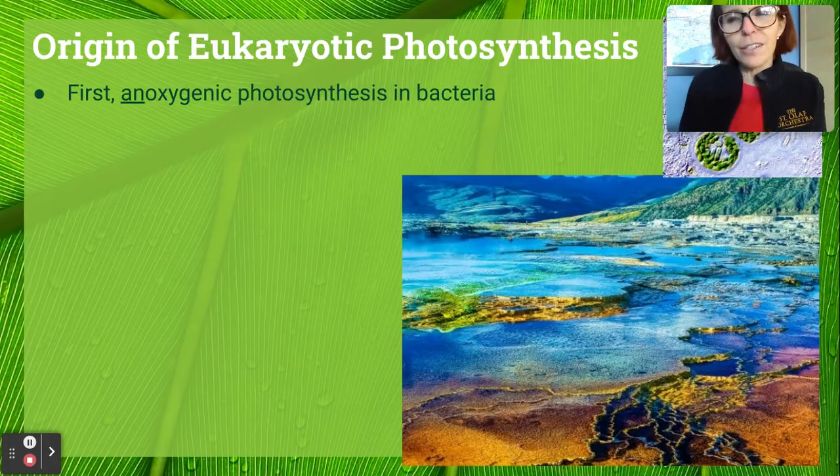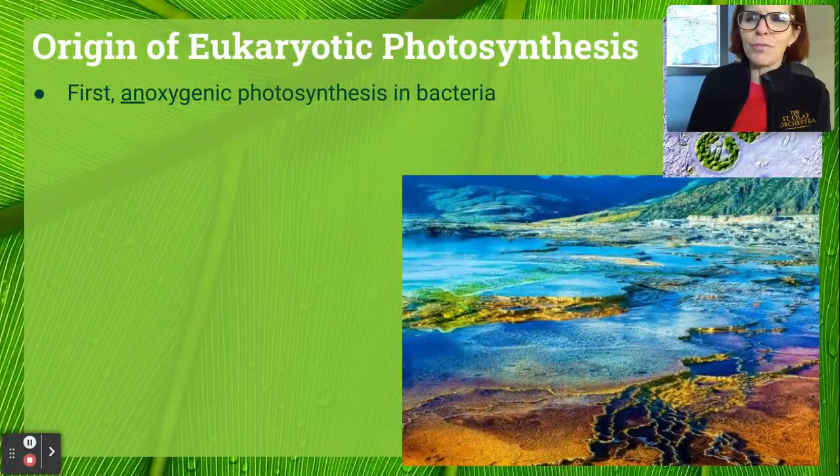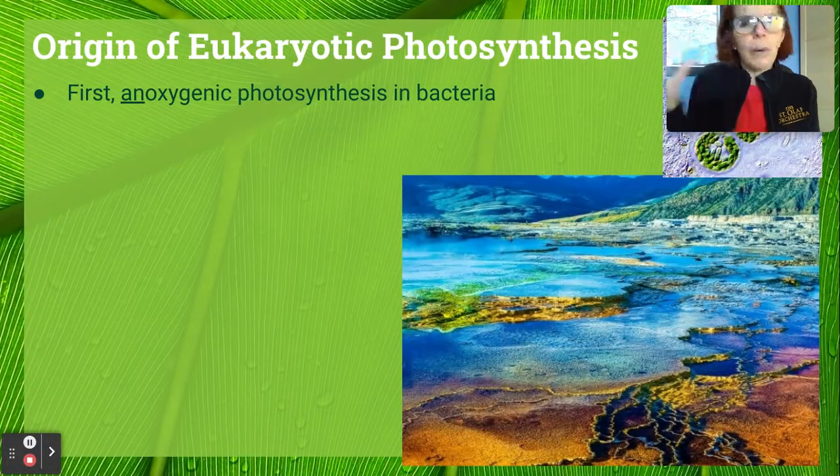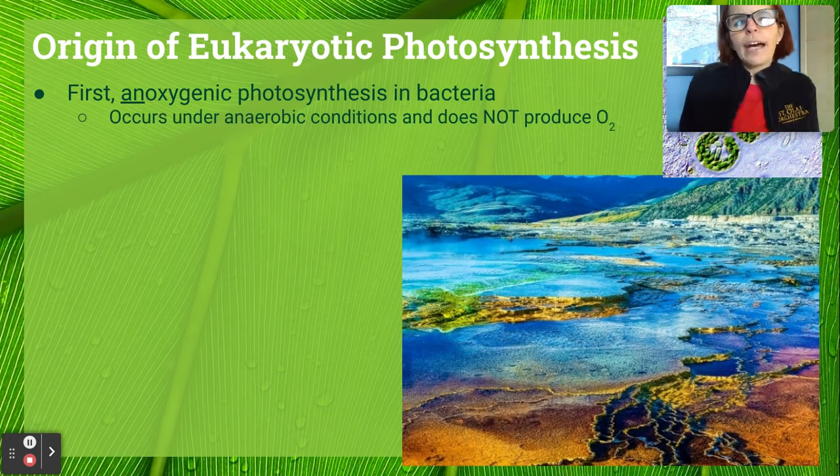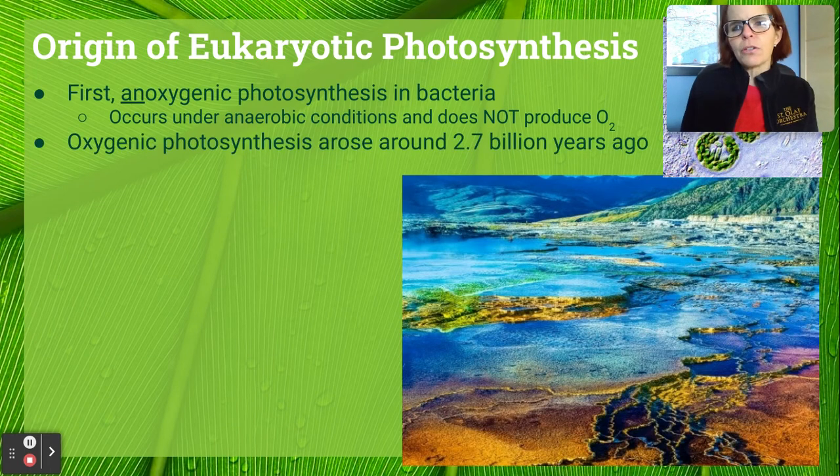Okay, the origin of eukaryotic photosynthesis. You don't necessarily need to write this down, but I can guarantee you that you need to know it. Just be aware of it for the College Board and for your AP exam. It says first, anoxygenic photosynthesis appeared in bacteria. An means without oxygen. So it occurs under anaerobic conditions and does not produce oxygen. So that was what occurred first in terms of evolution.